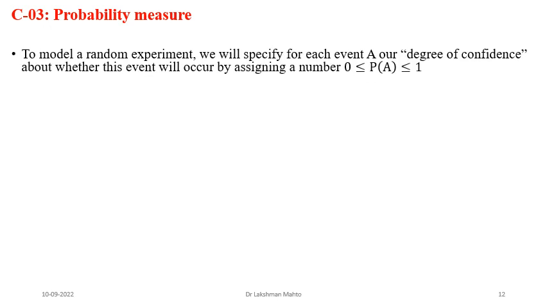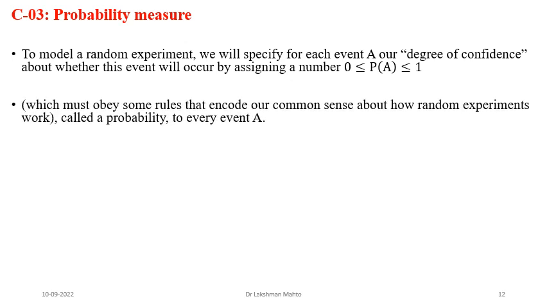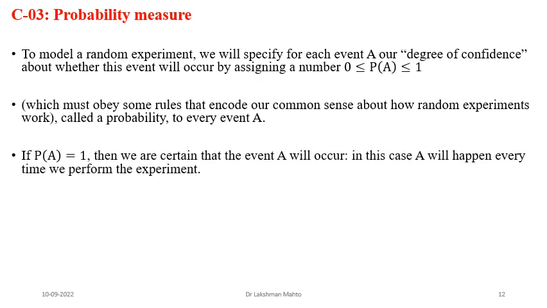To model a random experiment, we have to specify for each event A our degree of confidence, whether this event will occur, by assigning a number P of A, which takes a value between 0 and 1. That degree of confidence we call the probability measure. And this P of A we will call a probability measure if it satisfies a few laws.